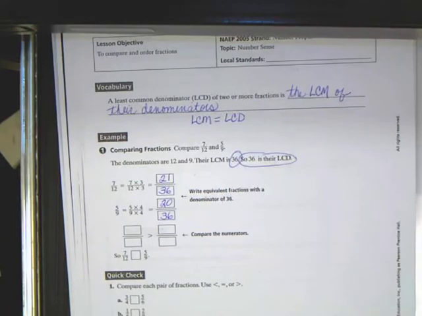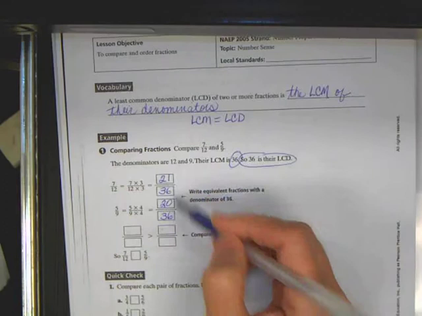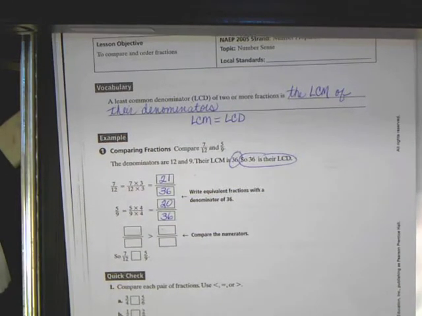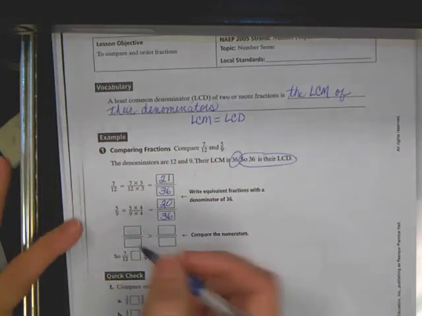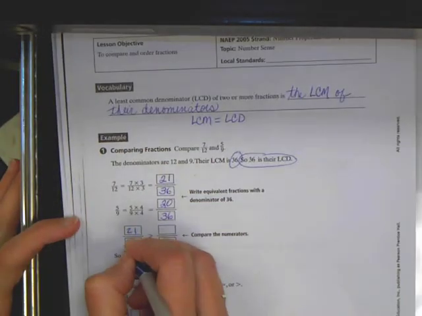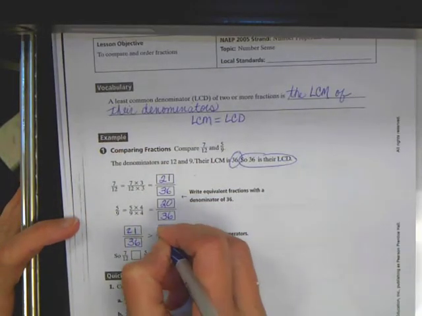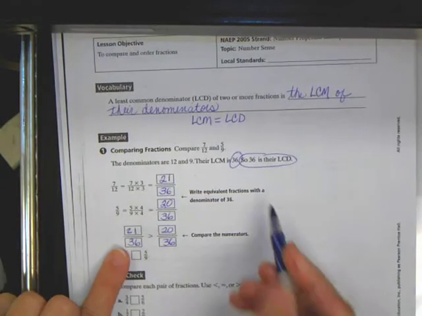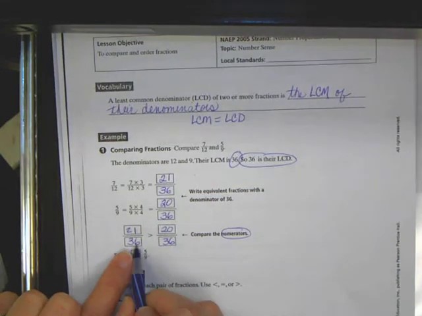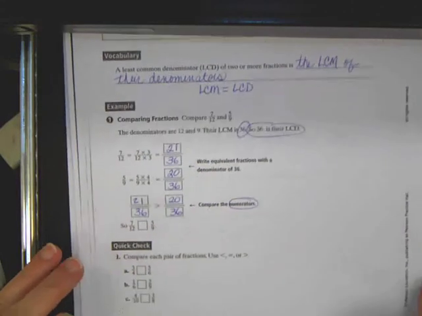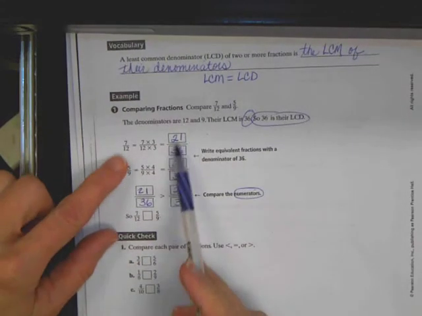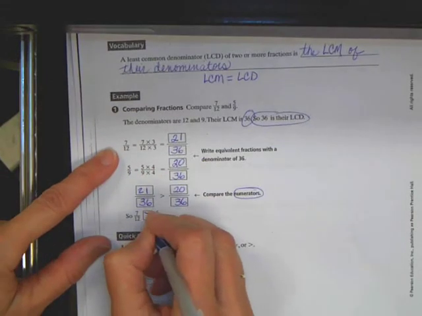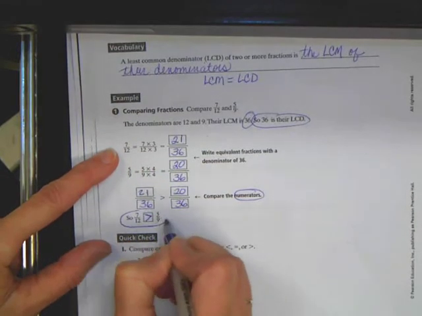Now that I have them over common denominators, I've converted these so that I would have cut whatever I started out with into the same sized pieces. So I can compare: 21 over 36 is greater than 20 out of 36. I just have to compare the numerators, because once I have a common denominator, I just have to look at the numerators. 21 over 36 matches the fraction 7/12. So that tells me 7/12 is greater than 5/9.